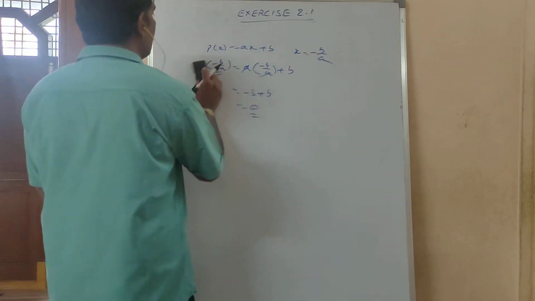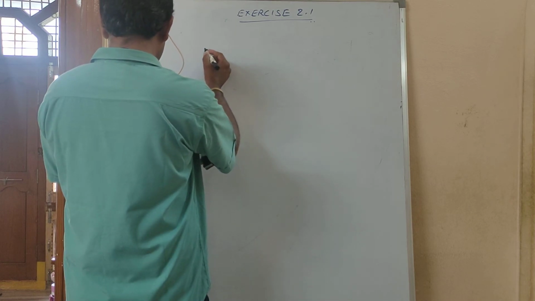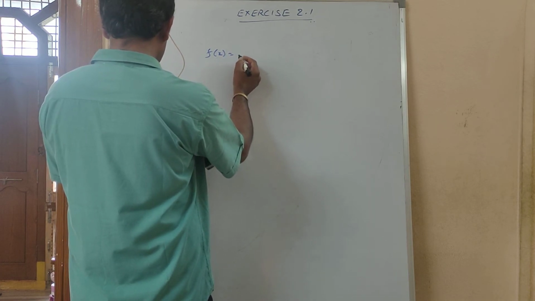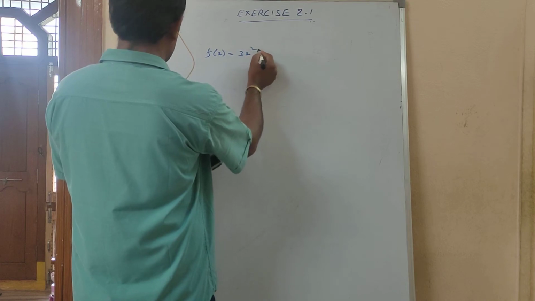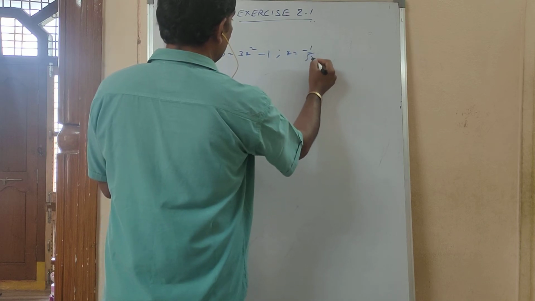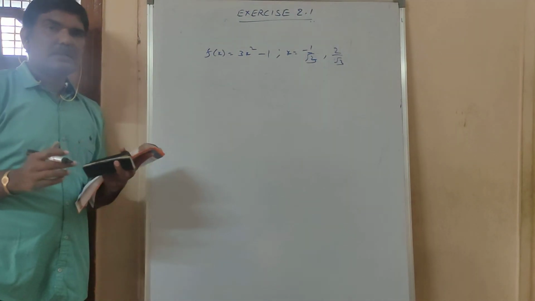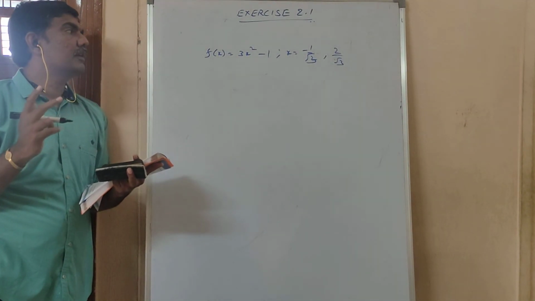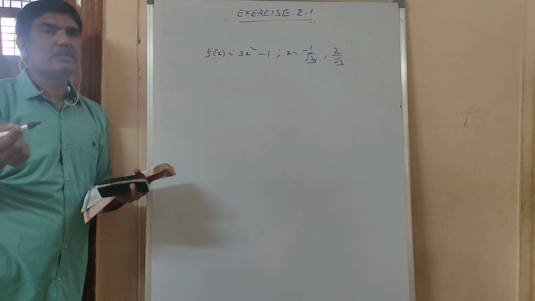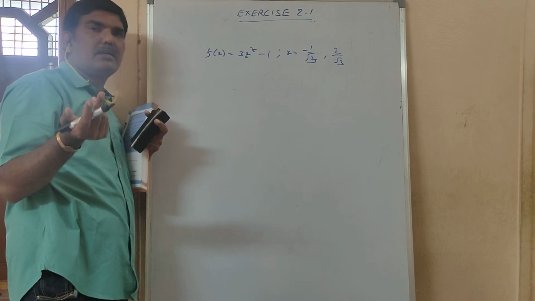Next, one more question in this. We'll do it. That is, f of x is equal to 3x square minus 1, where x is equal to minus 1 by root 3, comma 2 by root 3. Here, how many x values have they given? 2. First you have to substitute minus 1 by root 3. Next you have to substitute 2 by root 3, because the power of x is 2, which means 2 zeros will be there.